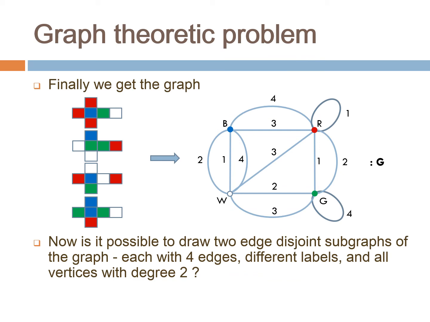For the given set of cubes, we have generated the corresponding graph. Next, we need to formulate the question based on this graph. The question is: is it possible to get two edge disjoint subgraphs from the main graph such that each subgraph has 4 vertices, all with degree 2, and 4 edges, all having 4 different labels? That is, the labels must be 1, 2, 3 and 4.